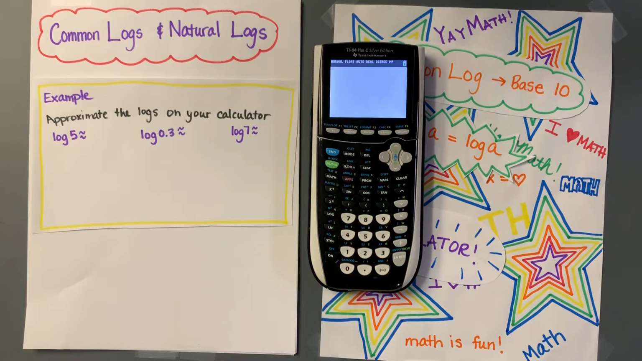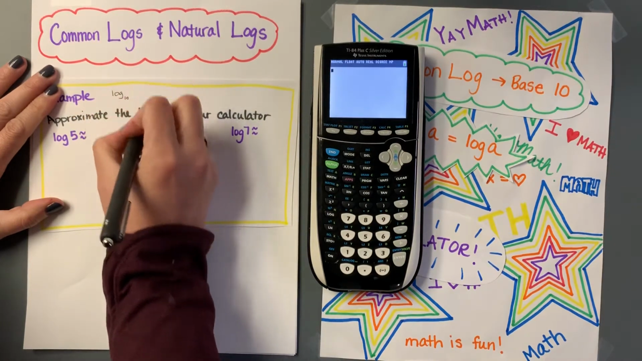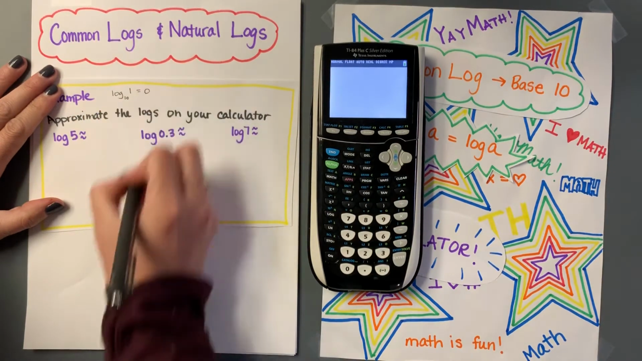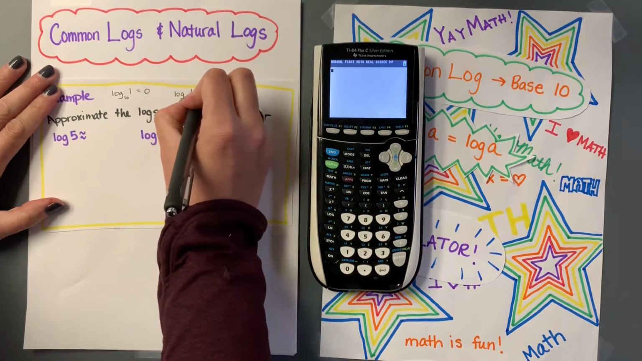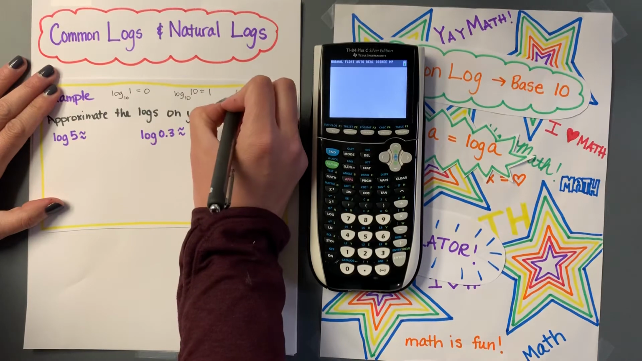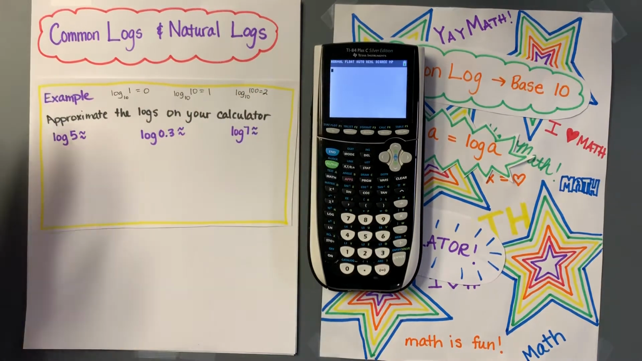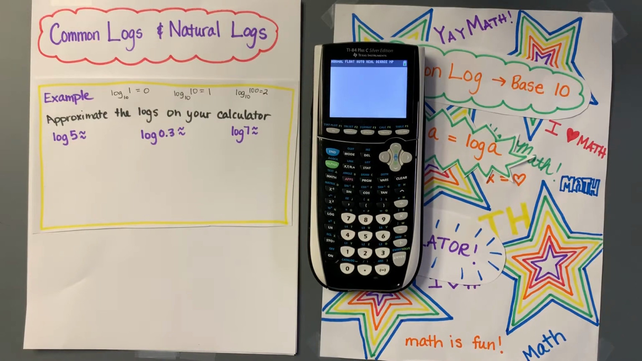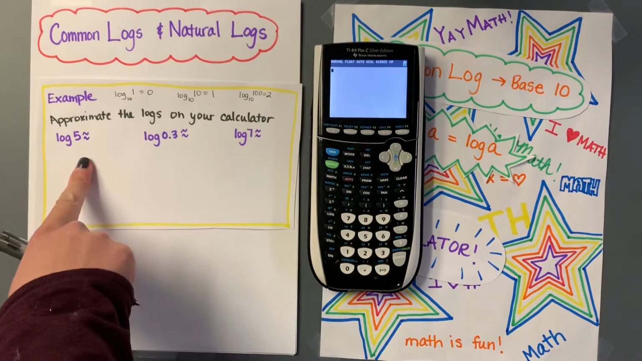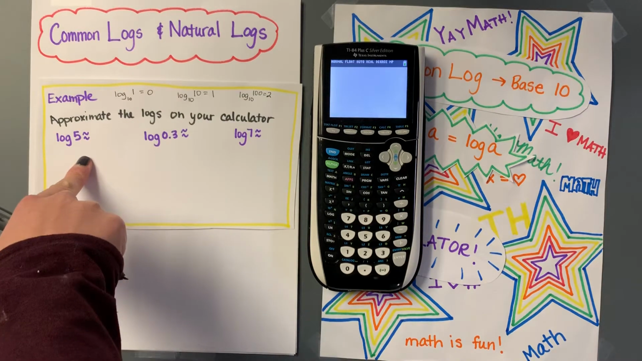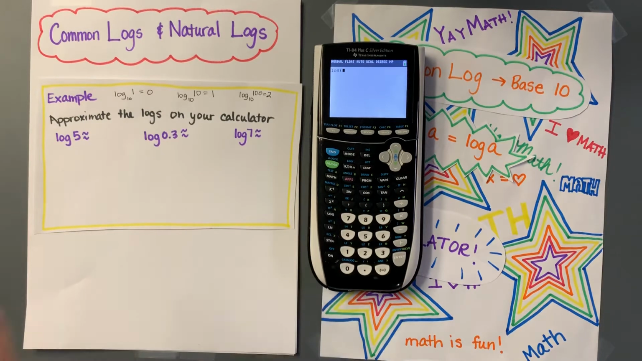So I'm going to write down a couple logs that I know. I know log base 10 of 1 is 0. I know log base 10 of 10 is 1. I know log base 10 of 100 is 2. Okay, so these are a couple logs I know. So 5 is somewhere between 1 and 10, so I'm expecting this number to be a decimal between 0 and 1.